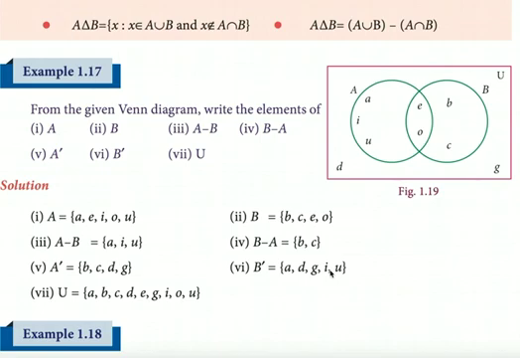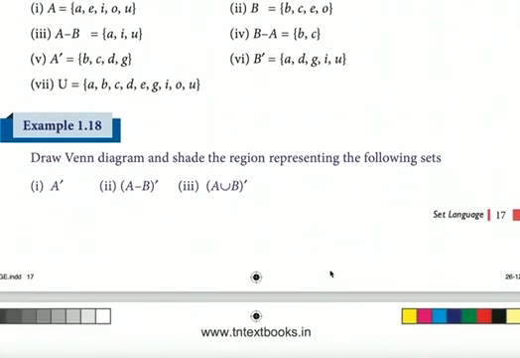So b, c, d, g. So what is B complement? B complement is b, c, d, g. Sorry, whatever is not there in B. So A complement is b, c, d, g. B complement is a, i, u, d, g. Okay. What is U? a, b, c, d, e, g, i, o, u. Okay.